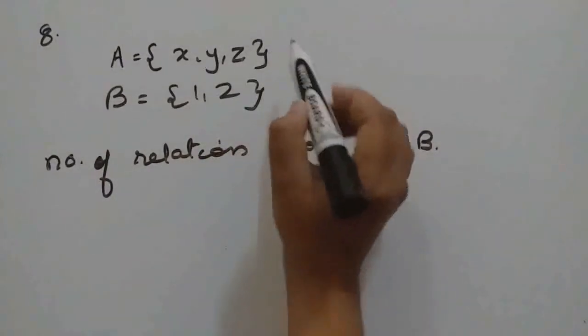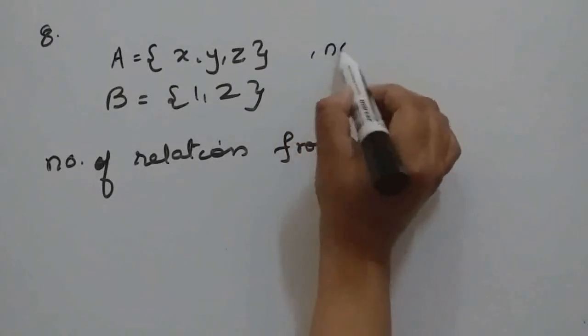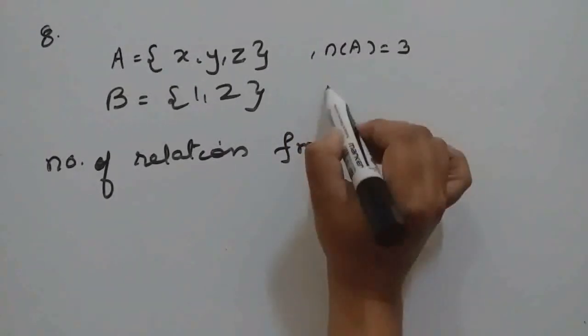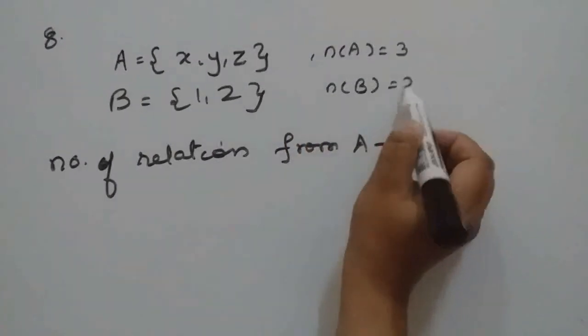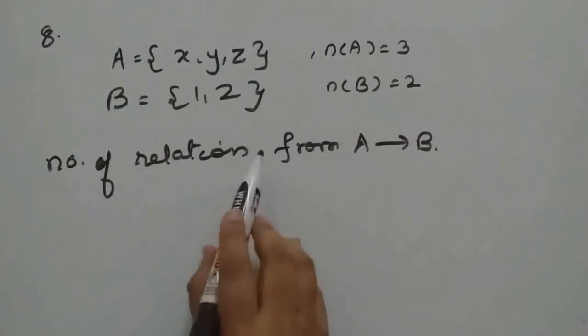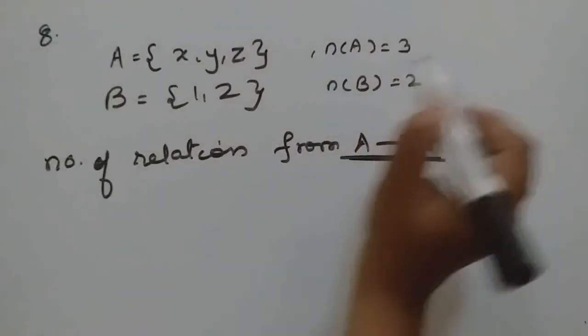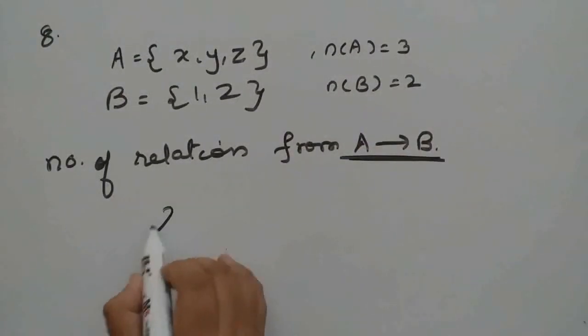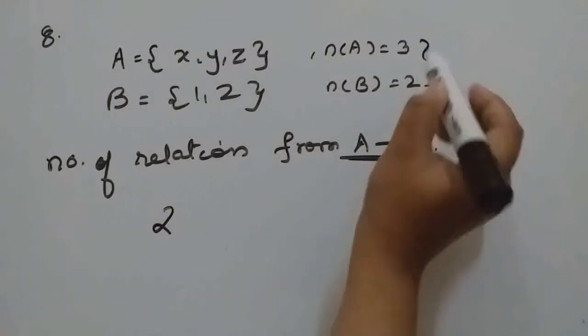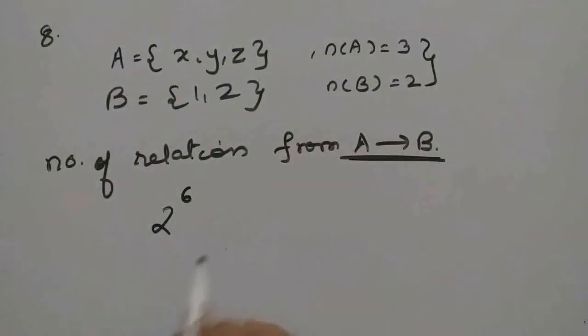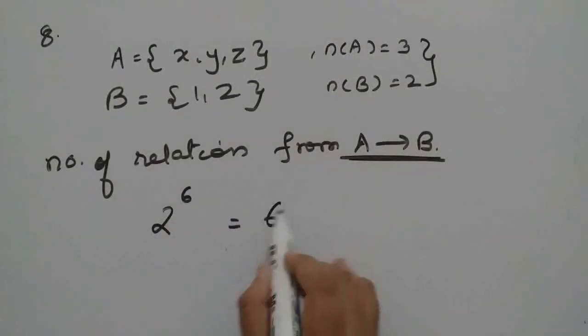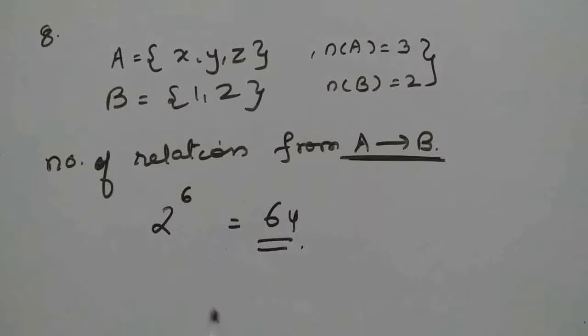Question 8, a set is given. So n of A will be 3, n of B will be 2, isn't it? So what is the number of relations from A to B? It's 2 power, the multiplication of these two, means 2 power 6. So we can write 64. So the total number of relations from A to B is 64.